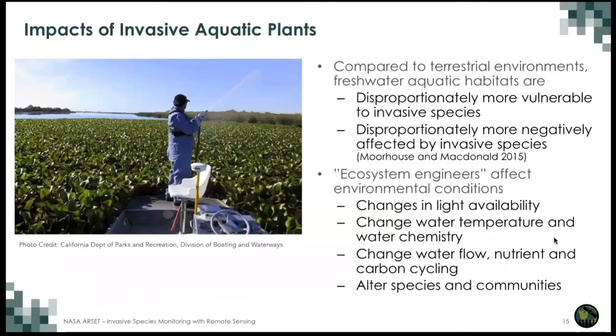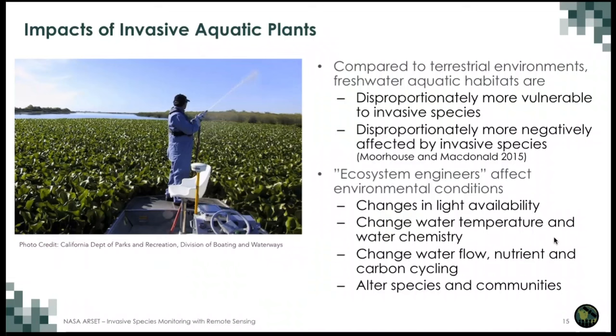So when we think about aquatic invasive plants, they have a lot of impact to the world. And in the aquatic realm, there is this global trend of increasing spread of invasive aquatic vegetation. And this has negative consequences for both biodiversity and human livelihoods and well-being. So compared to terrestrial environments, freshwater aquatic habitats are disproportionately more vulnerable to invasive species, and they're more likely to be negatively affected by invasive species.